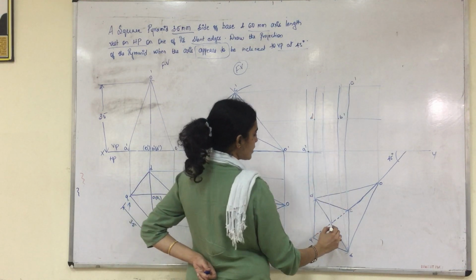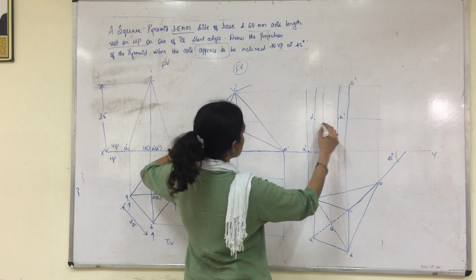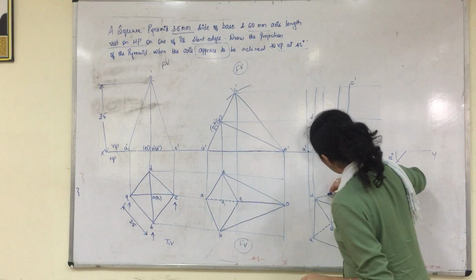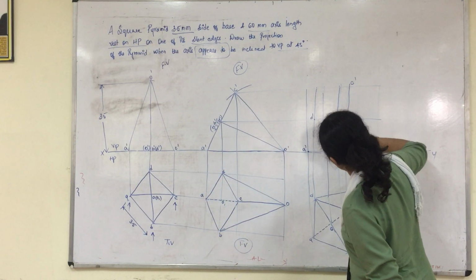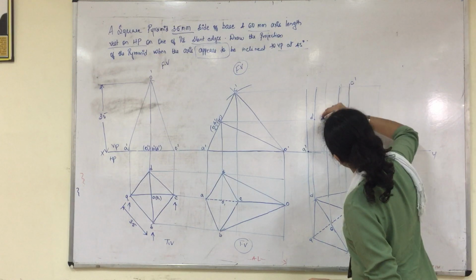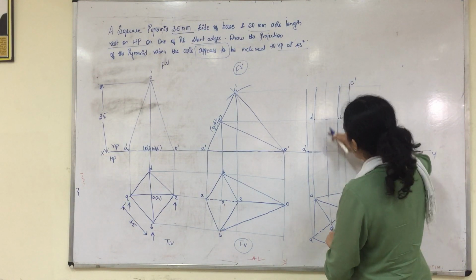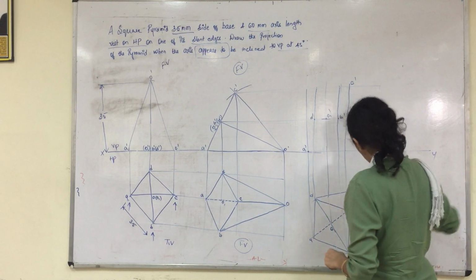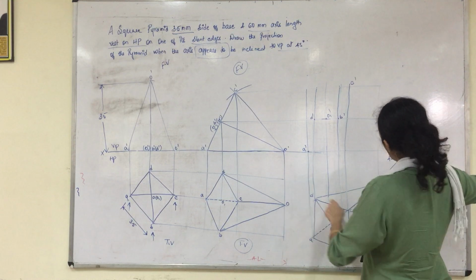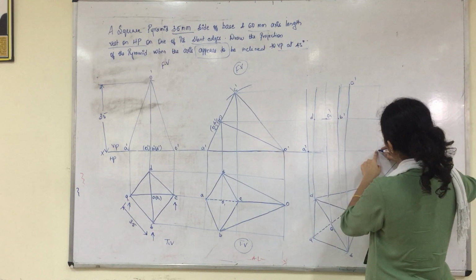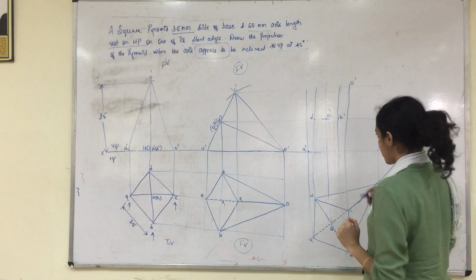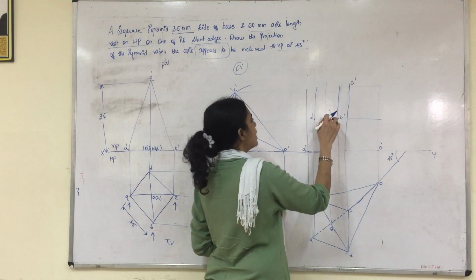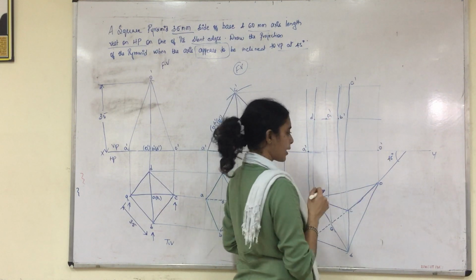And then you should identify the center O1. O1 is meeting O1 dash at this point. So this is our O1 dash. Similarly, O is meeting O dash at this point. So this is our O dash. So now we have named all the four corners of the base, the center of the base and the apex.